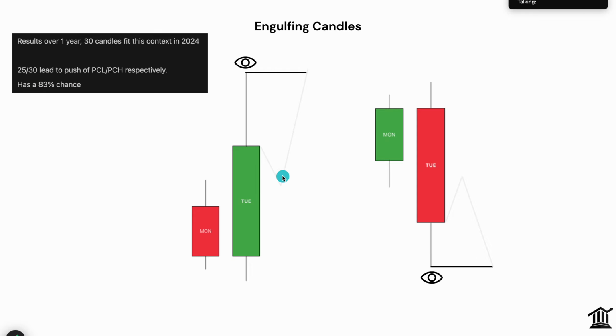So I would test, after we got this engulfing pattern, what was the percentage of times that price would trade to the high of the engulfing candle, so on the third candle. And 83 percent led to a push to that previous candle's high, and in the bearish example, the previous candle's low.